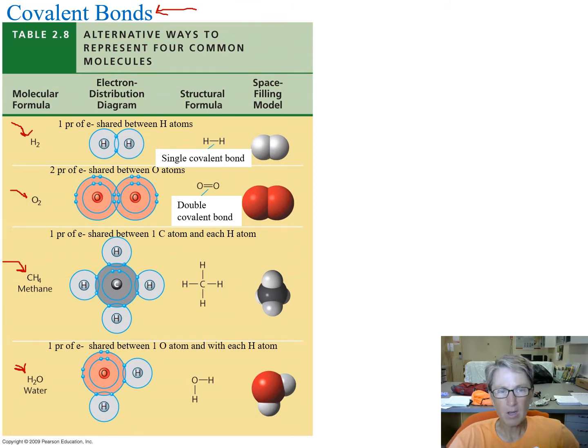But in the second column, we have an electron distribution diagram. So H2, that's a molecule. That's two hydrogen atoms, and here they are. Here's the nucleus of one hydrogen atom. Here's the nucleus of another hydrogen atom. And because they are sharing their electrons, that's called a covalent bond.